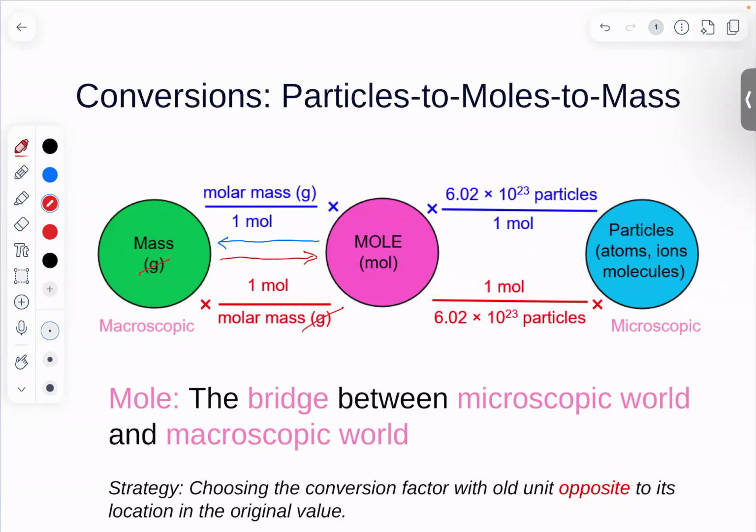Now, let's look at the conversion between particles and moles. Particles and moles can be converted back and forth based on Avogadro's number conversion factor. To convert moles into particles, we multiply moles by Avogadro's number conversion factor with 6.02 times 10 to the 23rd particles in the numerator and 1 mole in the denominator. We can cancel out moles to end up with the number of the particles.